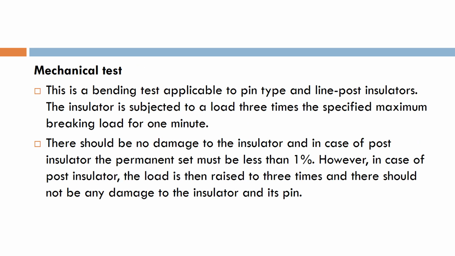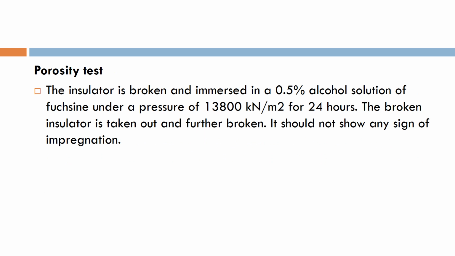Mechanical test. This test is mainly carried out to check the mechanical strength of the insulator. Here the insulator is broken or immersed in 0.5% alcohol solution and subjected to a pressure of 13,800 kilonewton per meter square for 24 hours. The broken insulator is then taken out and further broken, and it should not show any sign of imperfection. So this is how they are tested.